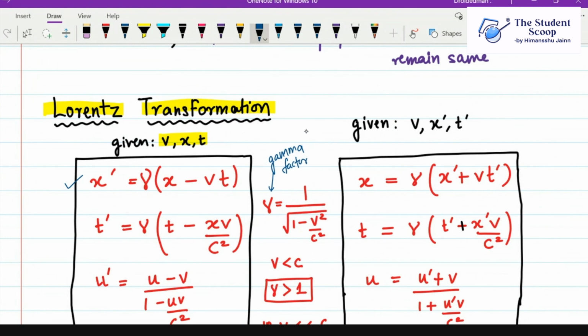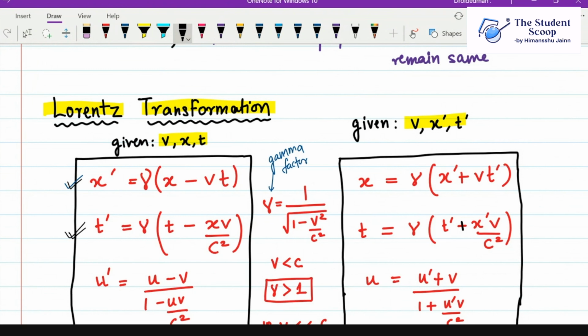Okay, so x dash will be gamma times x minus vt, or if they have given you x dash and t dash, then we can have x is gamma times x dash plus vt dash. So the minus changes to plus, and the gamma factor remains the same. Okay, the t dash is the scenario where we will get t dash.